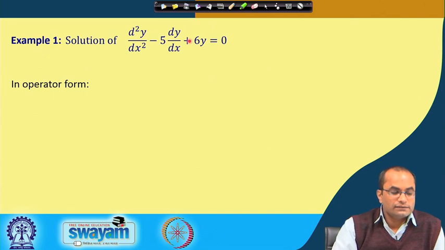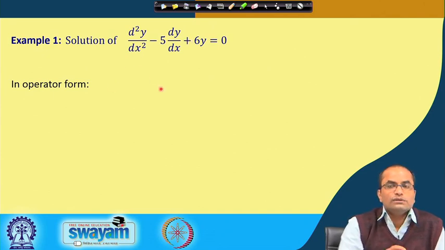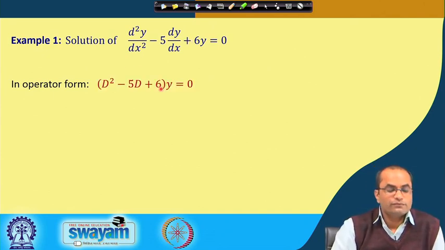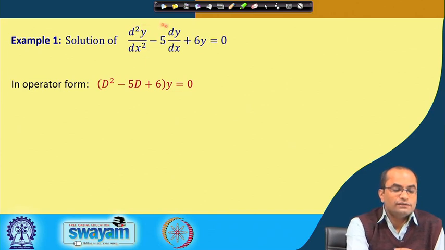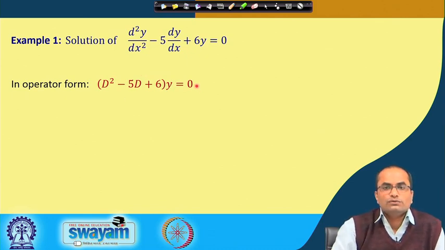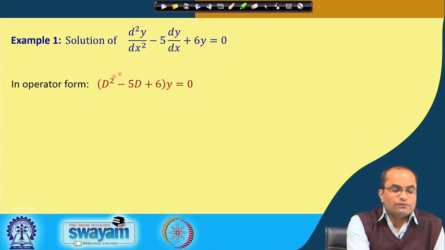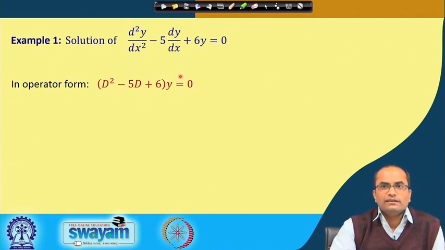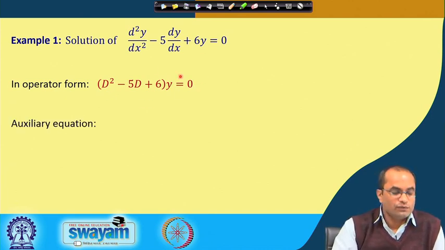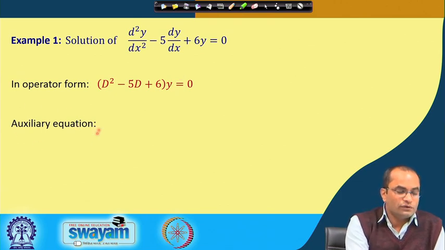So, as a first step we need to write down this equation in the operator form. So, we have D squared minus 5 D plus 6 operated on y is equal to 0. Once we have the operator form of the equation, we can easily write down the characteristic equation, or the auxiliary equation.